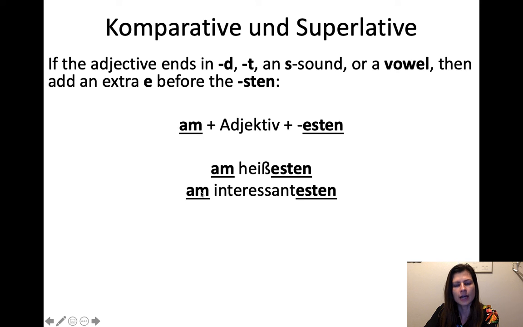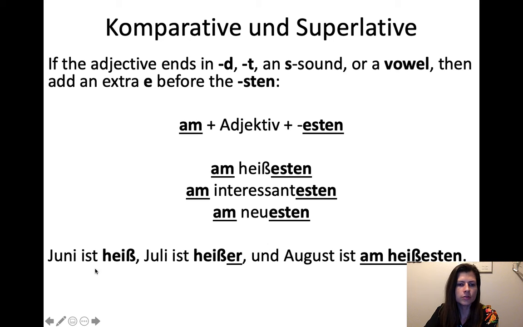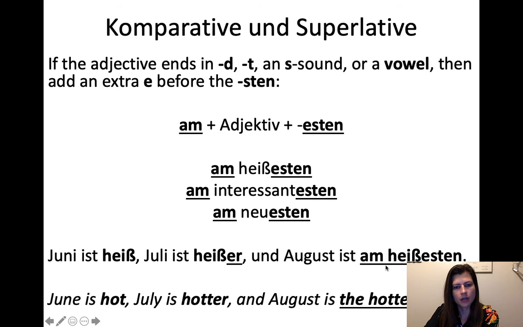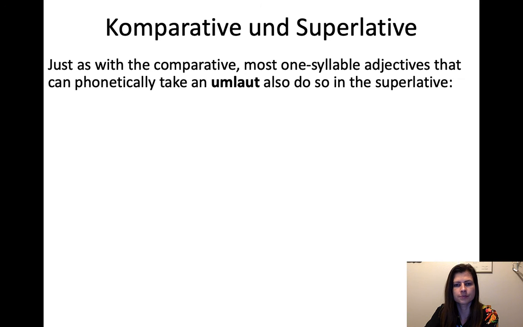And then am interessantesten ends in a D or T. So just to break up those sounds, we're going to add an E there. Am interessantesten, the most interesting. Am neuesten, so if it ends in a vowel, we're also going to do that, the -est, instead of just the -st ending. The newest, am neuesten. Juni ist heiß, Juli ist heißer, comparative, und August ist am heißesten. June is hot, July is hotter, and August is the hottest, am heißesten.